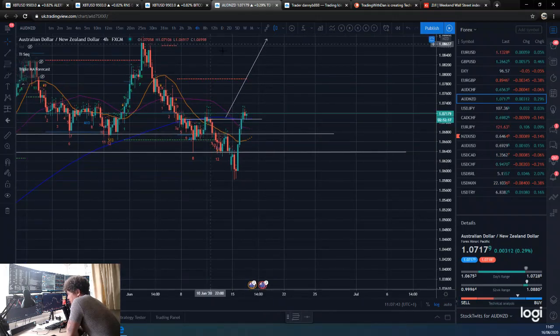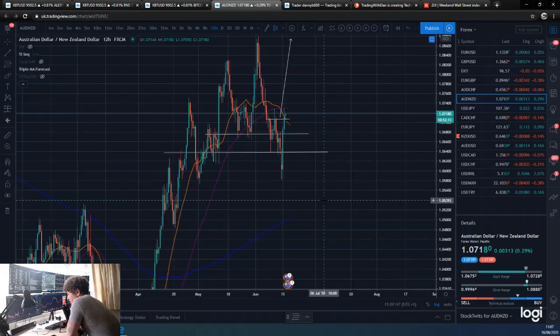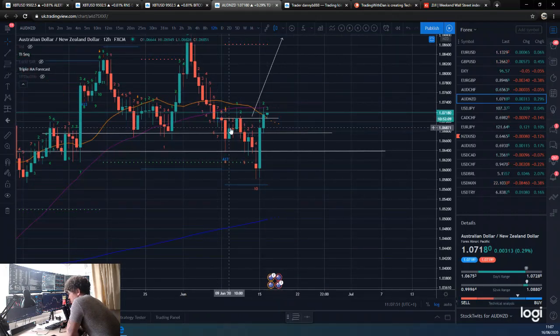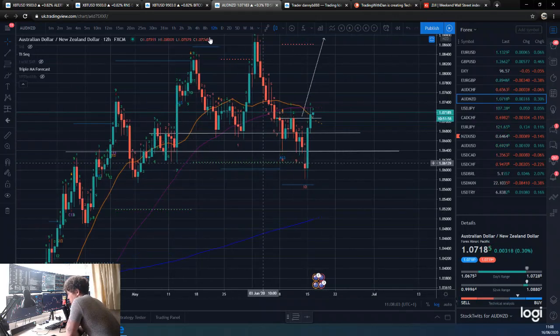Nothing TD-wise on the 4-hour here. 12-hour, did we have anything? Just this 12-hour 9 playing off, breaking above it, which we have done now, breaking below it, which we did as well. So a bit of an expanding range here. But yeah, that trade did go into profit. This trade is in profit. I mean, as long as you've got good risk management, you're doing okay out of those trades.